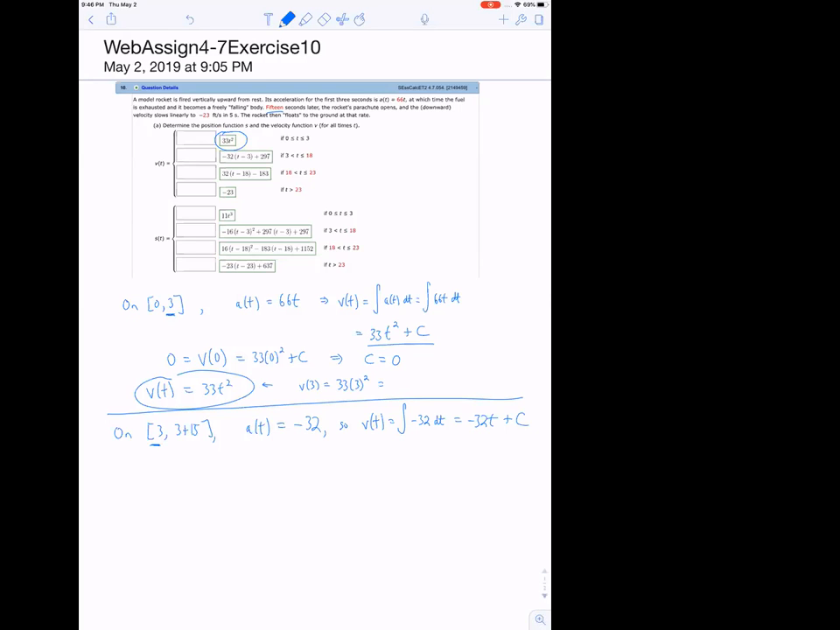So that means that v of 3, the velocity when t was 3 seconds, should be 33 times 3 squared. Now I'm going to use a calculator because the numbers are going to get a little unwieldy, but 33 times 9, that should be 297. Well, that means that our velocity, up to some additive constant, should agree with that number when t is equal to 3. So v of 3 is supposed to be negative 32 times 3 plus an additive constant, but it's also supposed to equal 297 since that's what the velocity was at 3 seconds according to our previous formula.